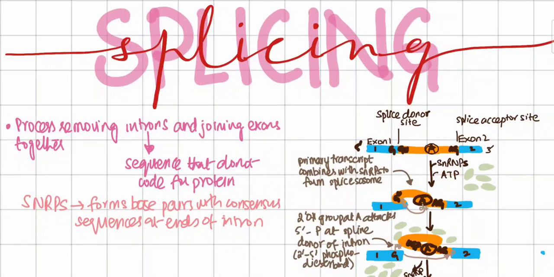Okay, so now we talk about splicing and alternative splicing. Splicing is essentially a process of removing introns and joining exons together. So now we need to know what exons and introns are.